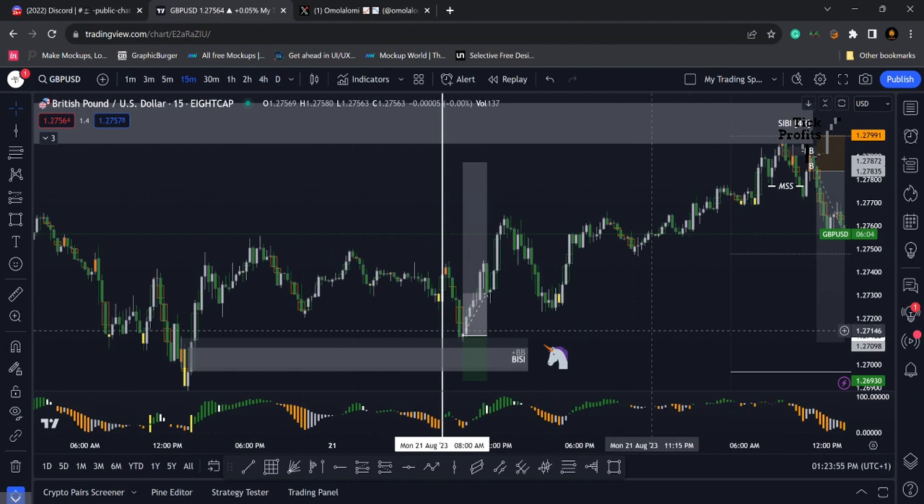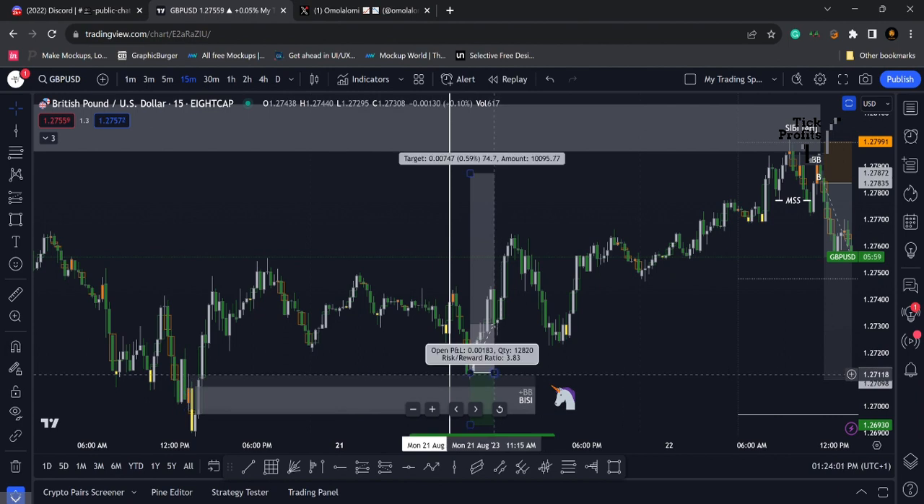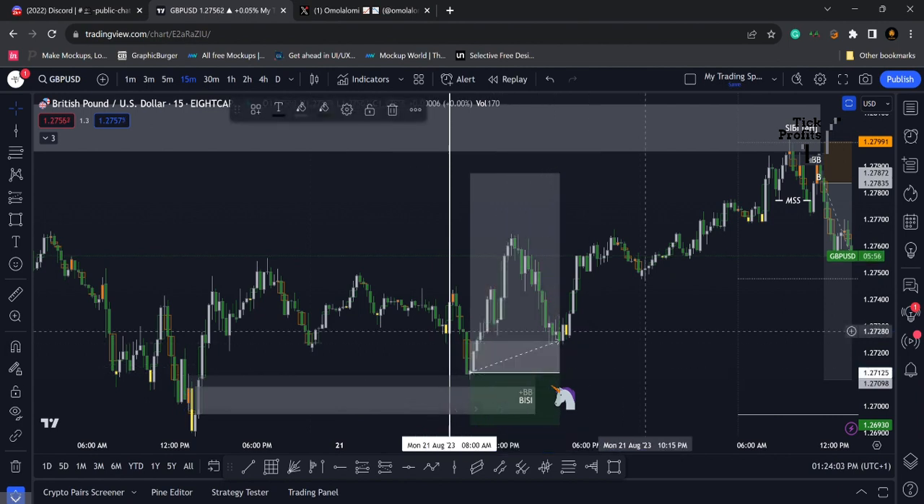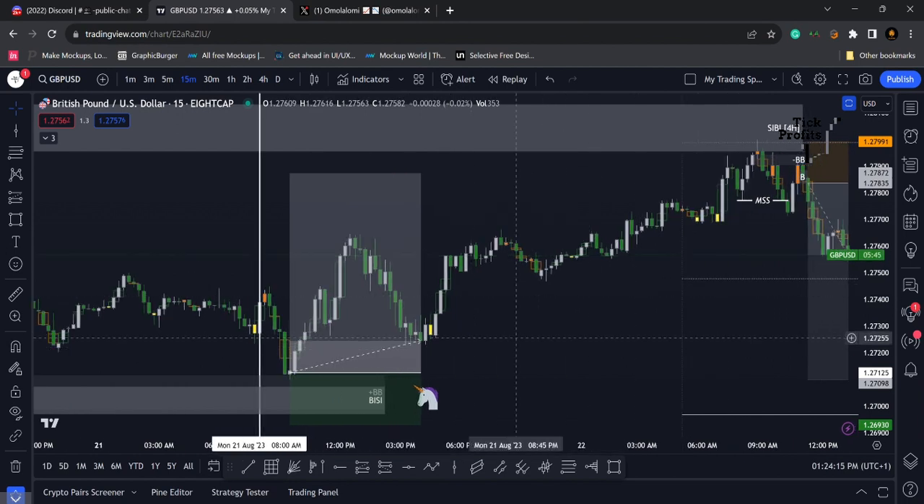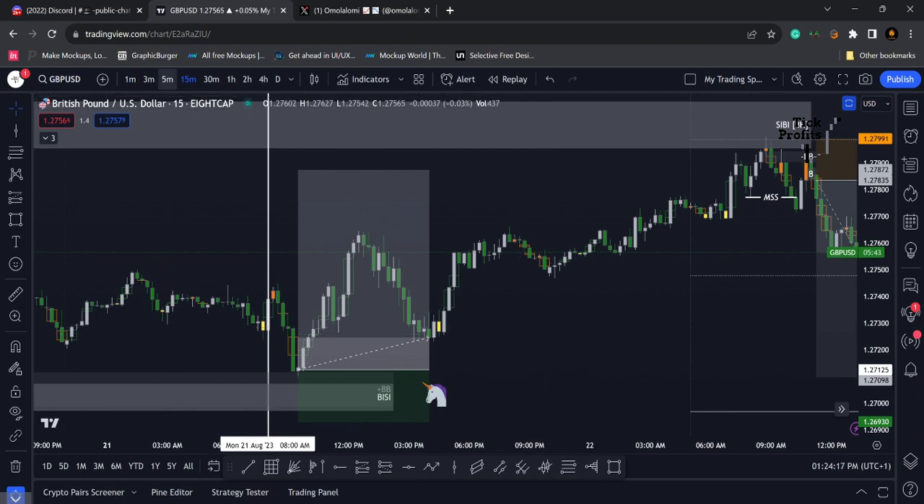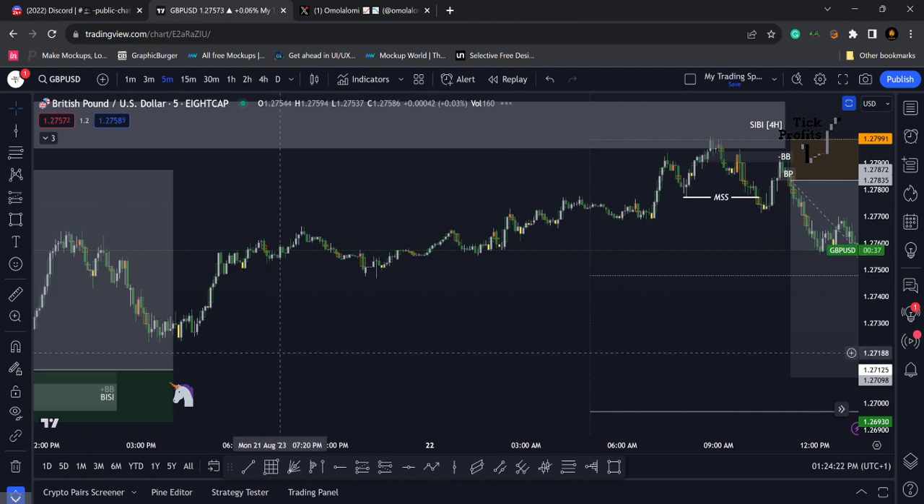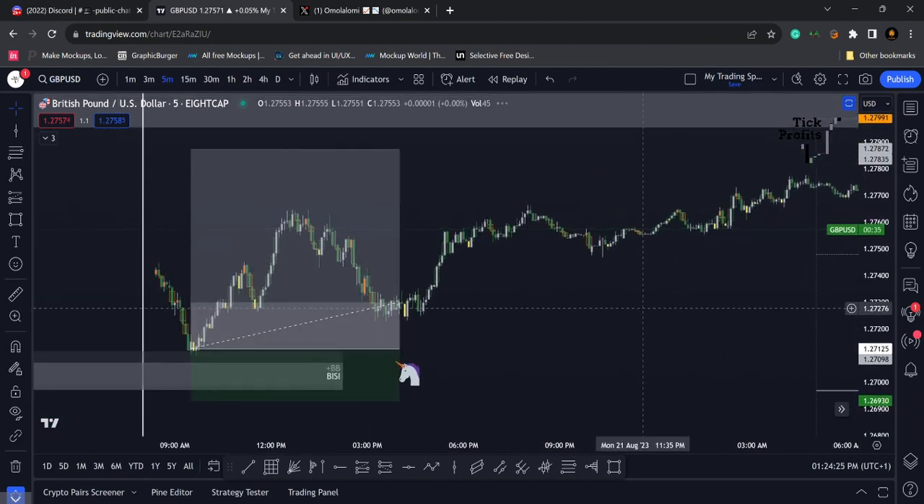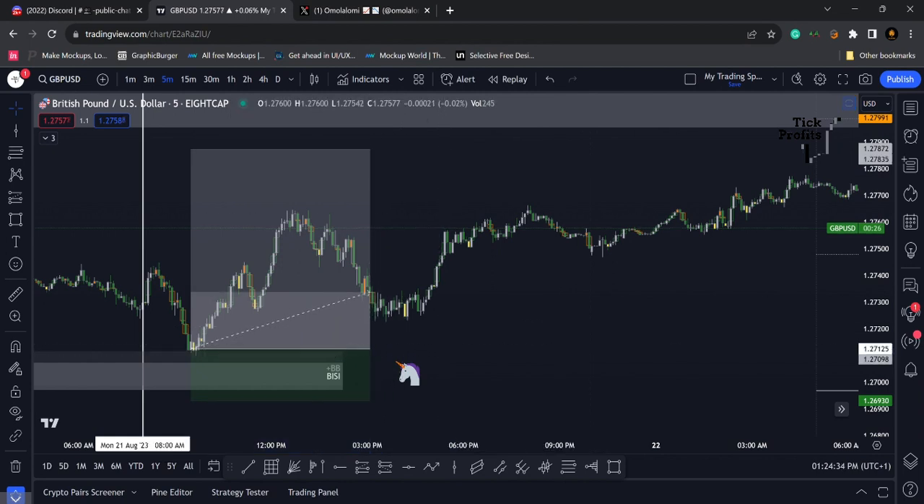So that was it. Although I was stopped out, because when I got to this high and started moving my stop loss, I was stopped out somewhere around here. So that's how I got into that trade. It was a very successful trade.